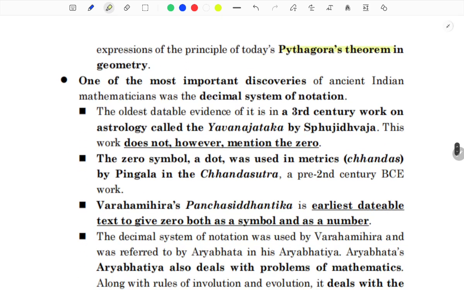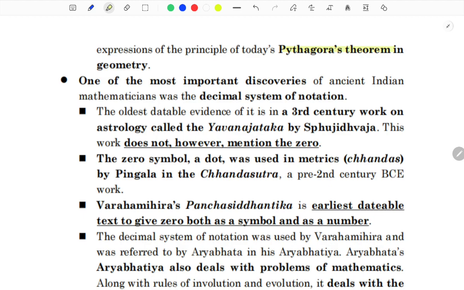One of the most important discoveries of ancient Indian mathematicians was the decimal system of notation. The oldest datable evidence of it is in a 3rd century work on astrology called the Yavana Jataka by Sphujidhvaja.